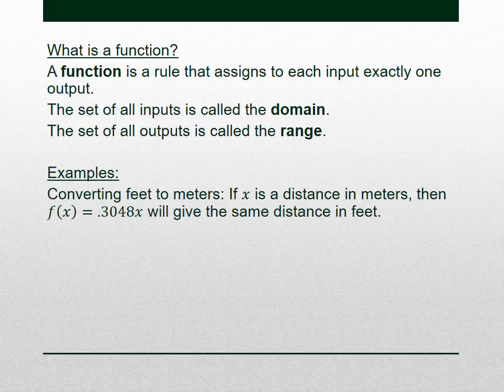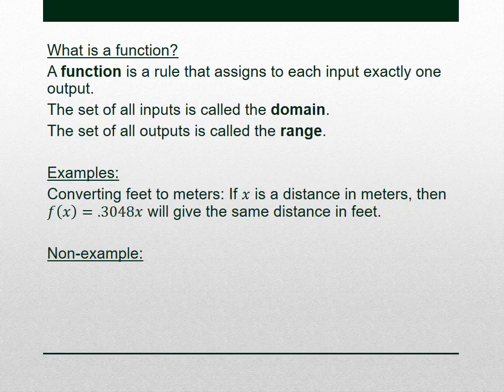How about if I have f of x is 0.3048x? What that is going to do is take an input, which is a distance in meters, and the output will give the equivalent distance in feet. And that's a function because for whatever x value I plug in, whatever distance in meters, there's only one thing that's the exact same distance in feet. So it's a function because for every input, a distance in meters, I get exactly one output, a distance in feet.